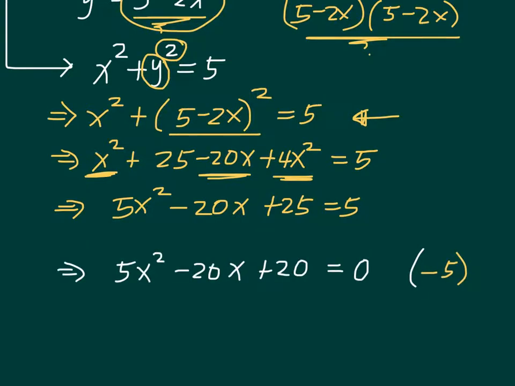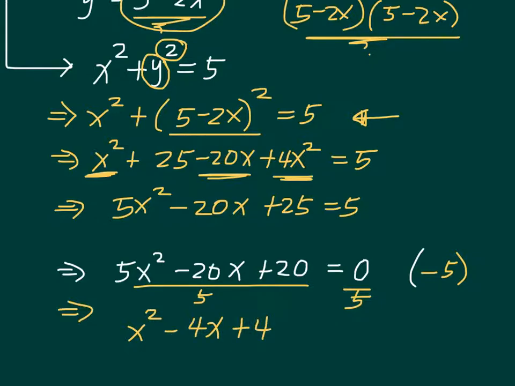Now we could still make this simpler by dividing both sides by 5, since 5, 20, 20, and 0 are all divisible by 5. So if we divide by 5, we have x squared minus 4x plus 4 equal to 0.